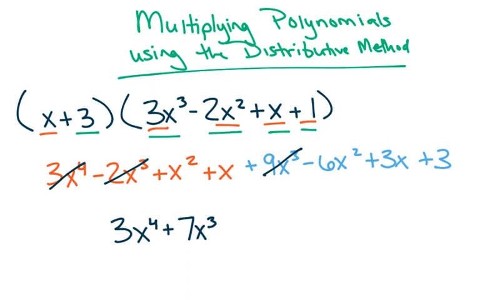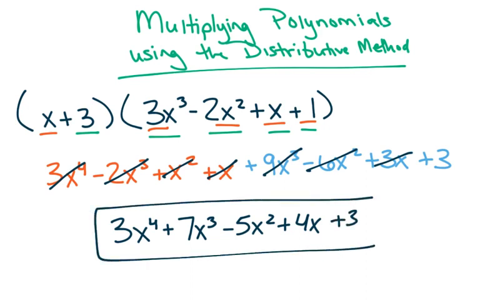For my x squareds, I have an x squared, and I have minus 6x squared, so that becomes minus 5x squared. I'll go ahead and mark those off. Then I've got x plus 3x is 4x, and then finally plus 3. And so the result of multiplying these two polynomials together is going to be 3x to the 4th plus 7x cubed minus 5x squared plus 4x plus 3.